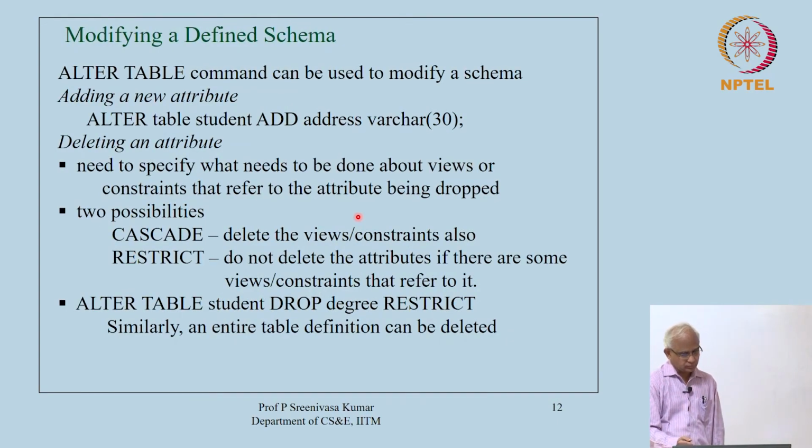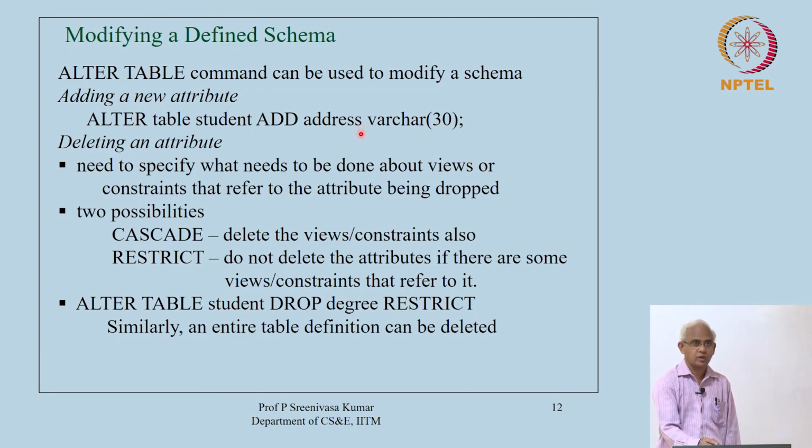Now, how do we modify a defined schema? There is a feature which allows you to change the table. So, the alter table command can be used to modify the schema by adding a new attribute. So far we did not have address in the student. So, now we can say alter table student relation add, add is a keyword, the address attribute with its data type.